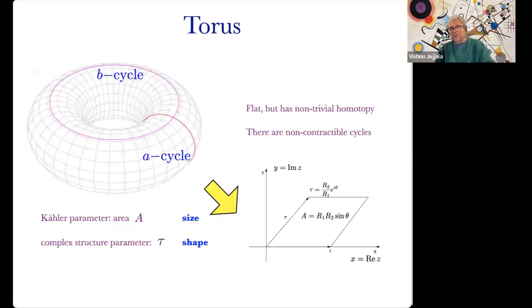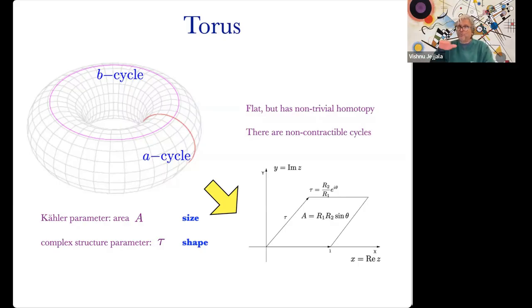The simplest example of a Calabi-Yau is a complex manifold. So the simplest example has got 2 real dimensions. It's just a torus. And the torus is characterized by 2 parameters, one which tells us about the size, the volume, the other which tells us about the shape. So you can think about a torus as being projected onto some fundamental region of the complex plane.